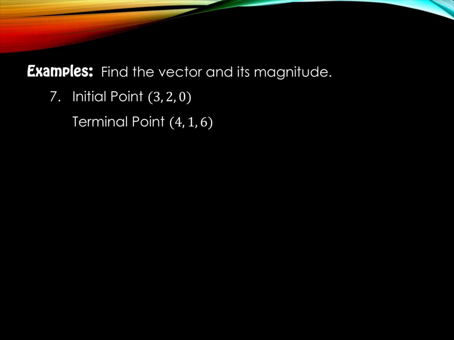So I do want to be careful that I get these in the right order. So here's my vector that we're going to look at. We'll call it v. So if I do my terminal point minus my starting point, I'd have 4 minus 3. You can either write it or just do it. And then I'd have 1 minus 2, and I'd have 6 minus 0. You can write it in IJK form if you wish. But we'd have 1, negative 1, 6. No different than what we did before.